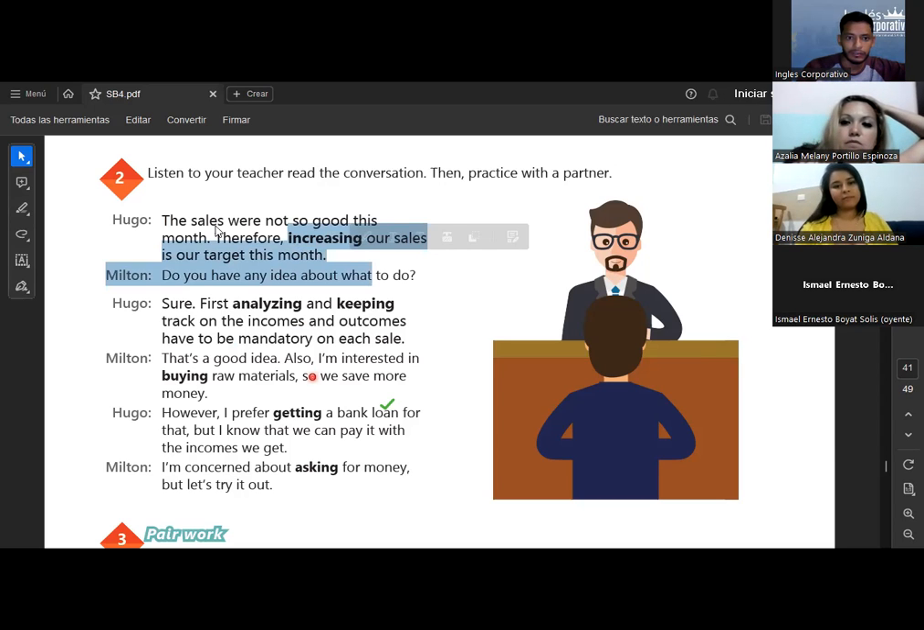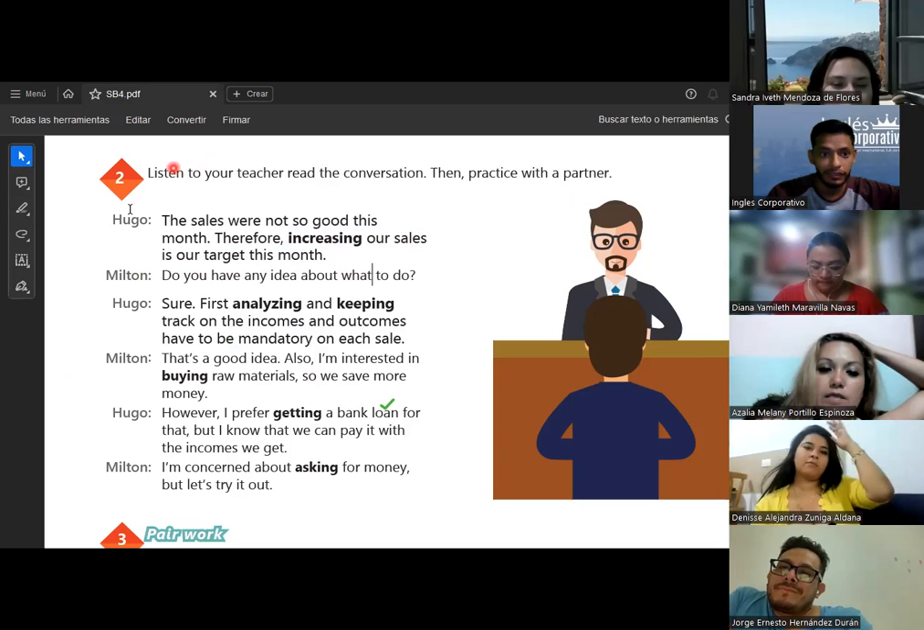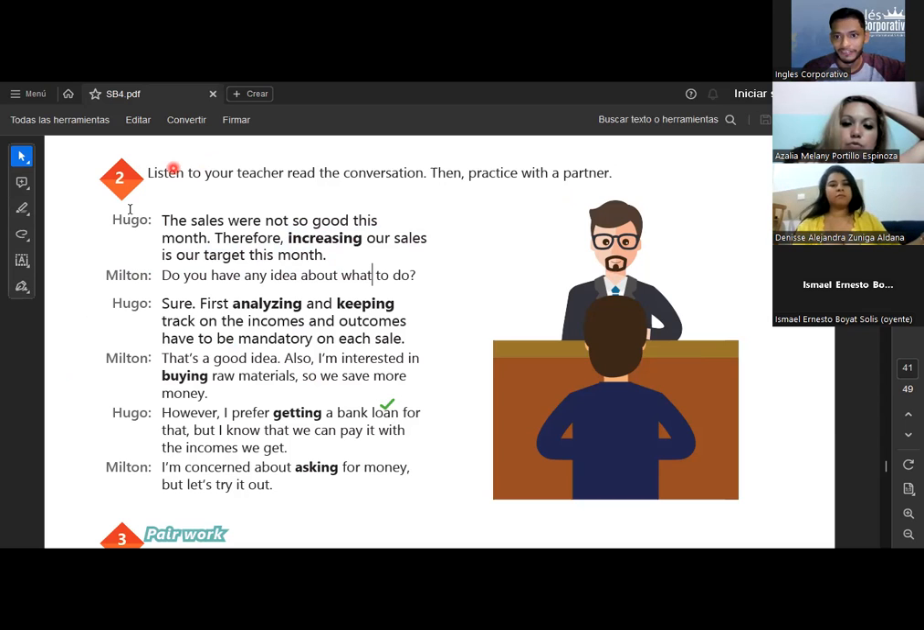Since we have a lot to do. Mandatory, an obligation. To be honest, I don't know what mandatory means in Spanish. I know it is an obligation, but I don't know what it is in Spanish. If you guys can search for it, that would be cool.